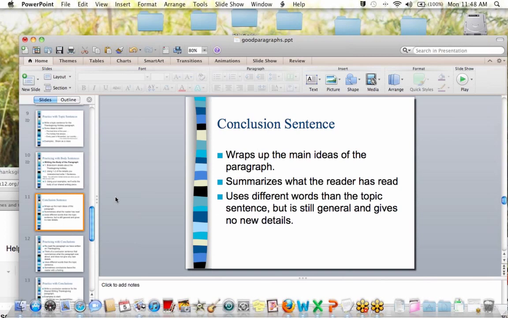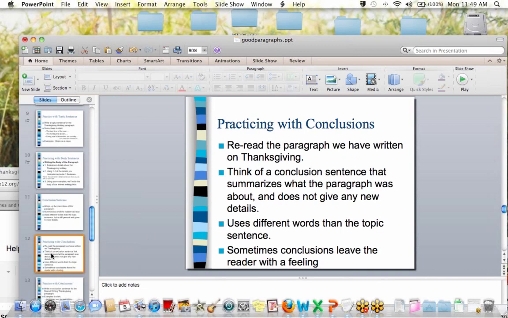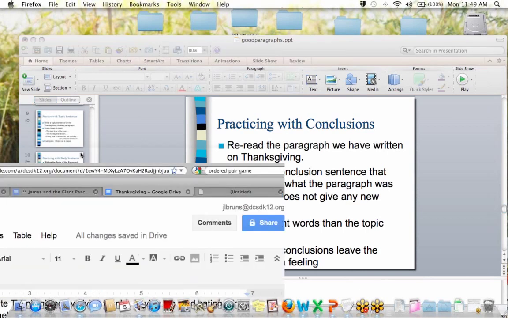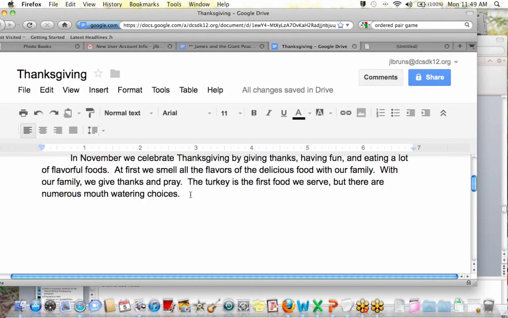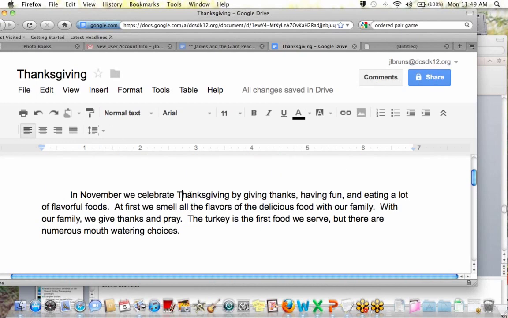The conclusion sentence wraps up everything that you wrote in your paragraph. It uses different words than your topic sentence, and a lot of times it leaves the reader with a feeling. It also gives no new details. So let's reread what we've written so far on Thanksgiving, and then we'll come up with a conclusion sentence together. So far we have kind of a short paragraph. It should be a little bit longer, but that's okay. This is what we have so far.